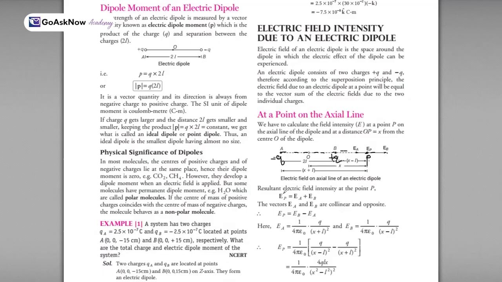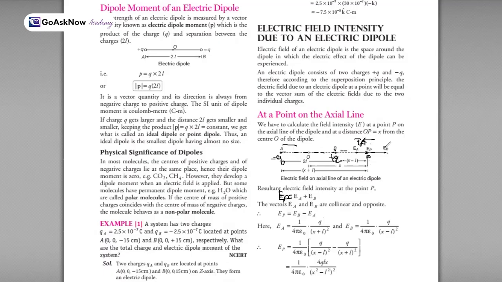The electric field due to the electric dipole at P will be due to which charges, A and B. Due to this charge I have an electric field, and due to this charge also I have an electric field at this point. Two charges are there, so I have two electric fields here. What is the direction of the electric field due to charge A? A is a negative charge, so EA will be in this direction.